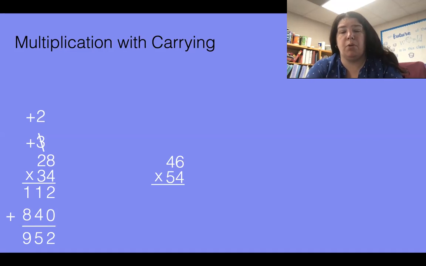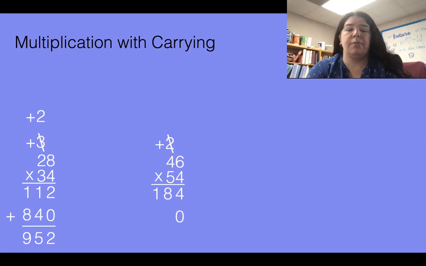46 times 54. 6 times 4 is 24. Put the 4 down, carry the 2. 4 times 4 is 16 plus 2, 18. Very good. Now we can cross out that 2. We've already added it in where it needs to go. So cross it out. Now we're going to multiply by the tens digit, that 5. Remember to put your 0 into the ones column. When you do that, you know that you're multiplying by 50 and not by 5, right?